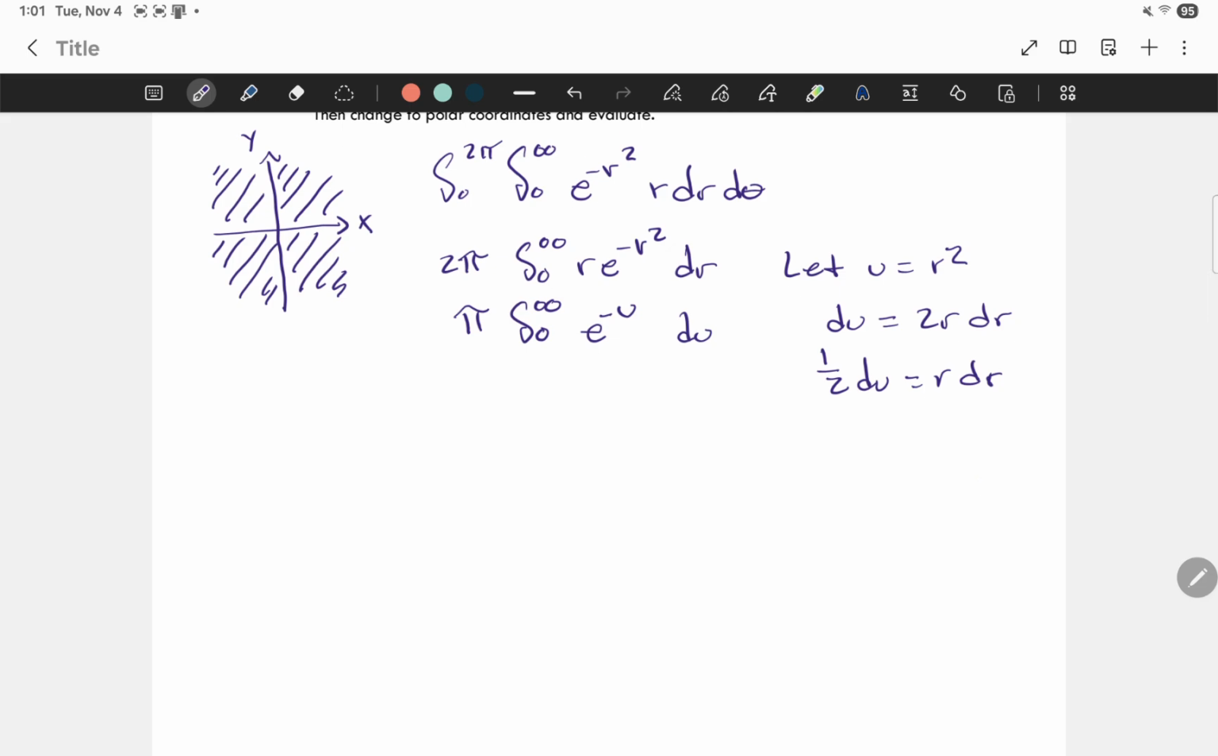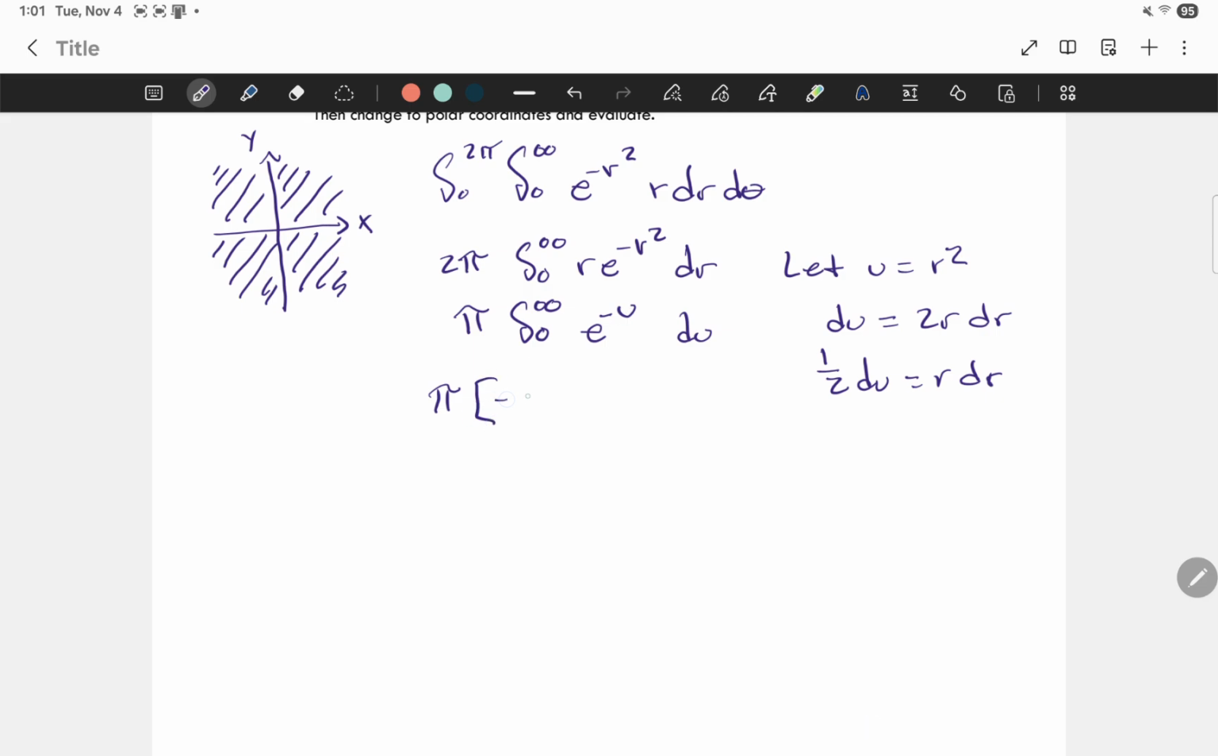Notice it is 0 to infinity. The limits change, but r of 0 is a u value of 0, and r of infinity gives you a u value of infinity. So the limits end up being the same, but if it was something different, they would change. So from here, we can go and integrate.